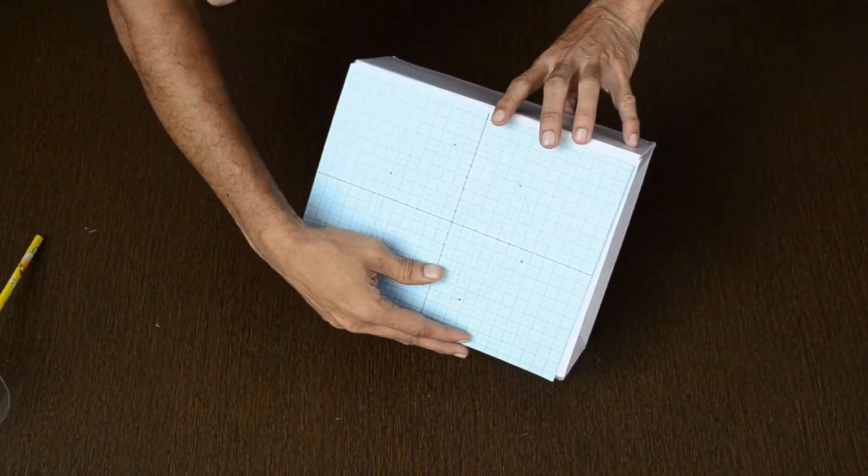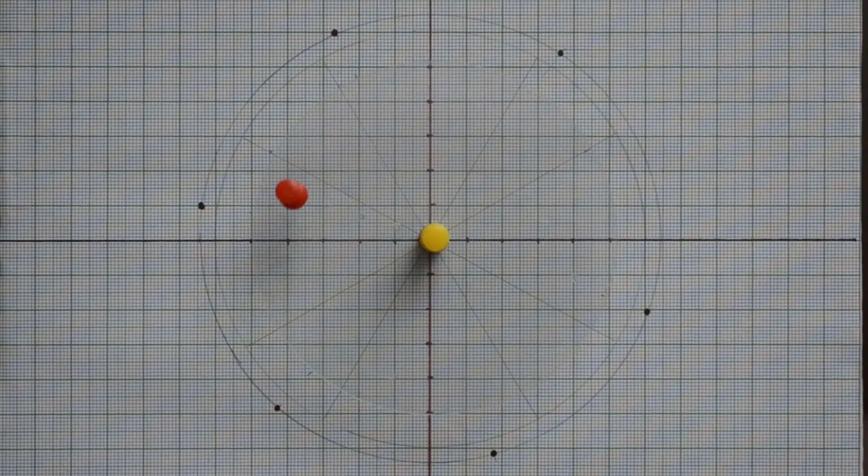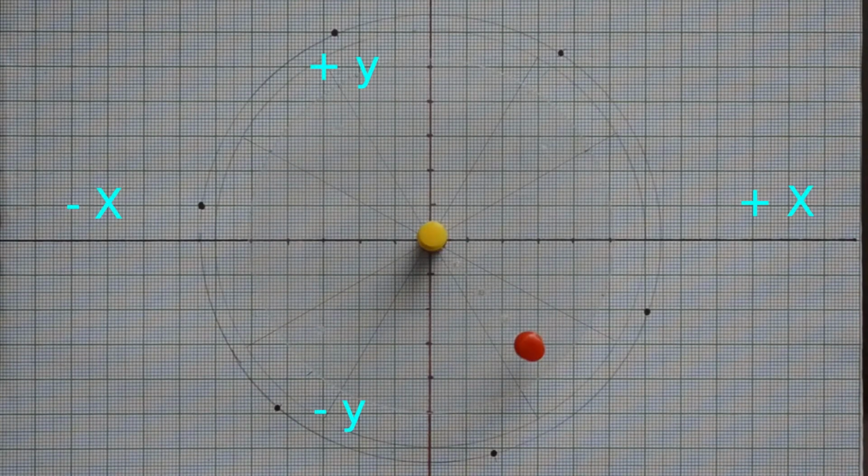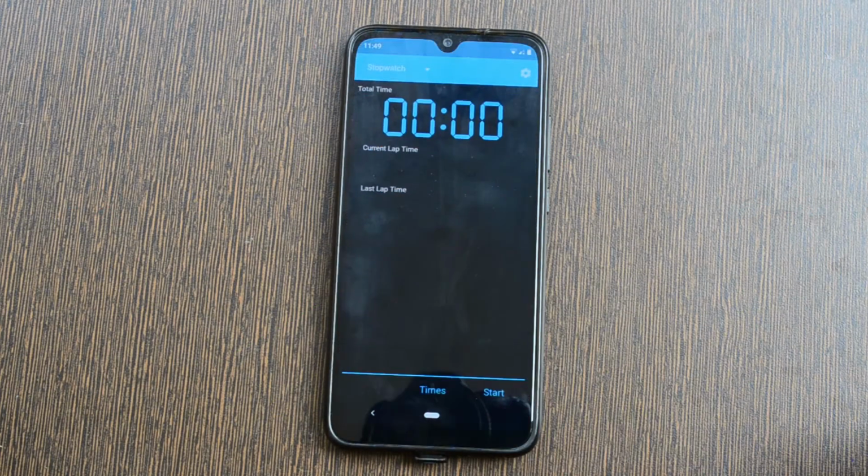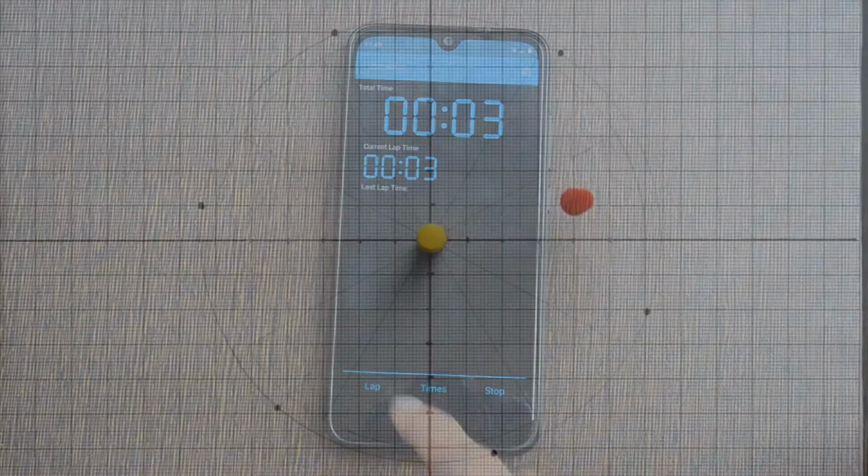Let us fix a graph paper to this cardboard box. This will help in measurements like x and y coordinates, angles marked with lines, and radians marked with black dots. We will use this digital clock to measure time duration in seconds.